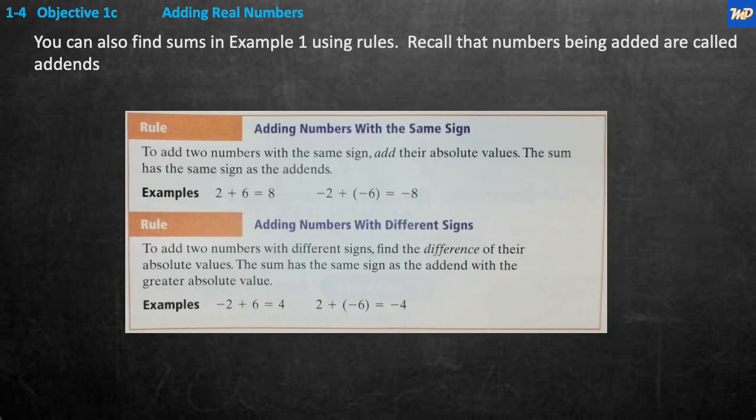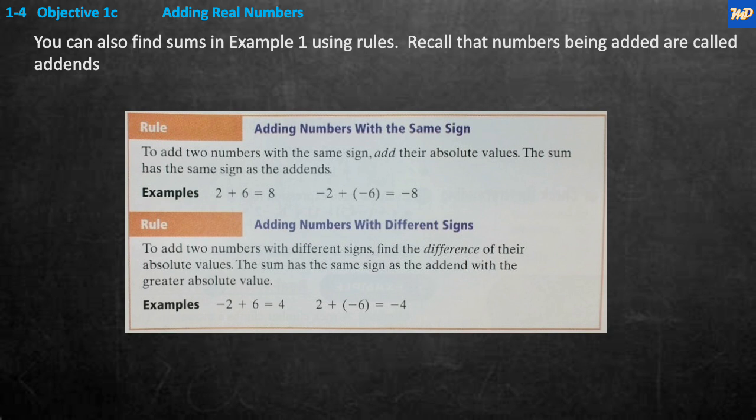Okay, going back to our first objective, looking at another slide here, adding real numbers still. You could also find sums in example 1 using rules instead of the number line. Okay, recall that numbers being added are called addends. A-D-D-E-N-D-S, addends. Okay, so rule 1 here, the first rule. Adding numbers with the same sign. To add two numbers with the same sign, add their absolute values. The sum has the same sign as the addends.